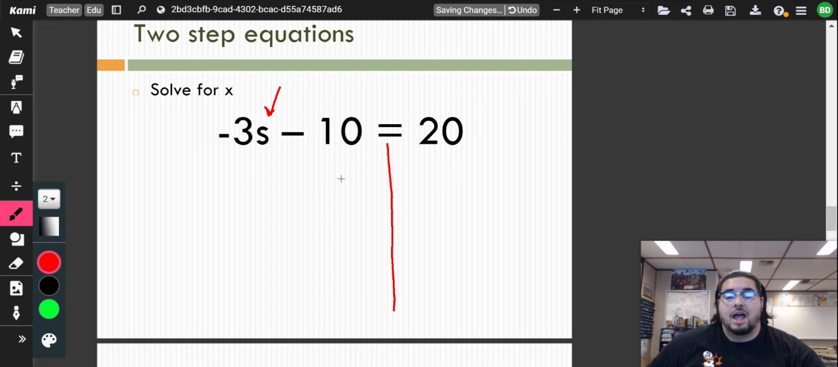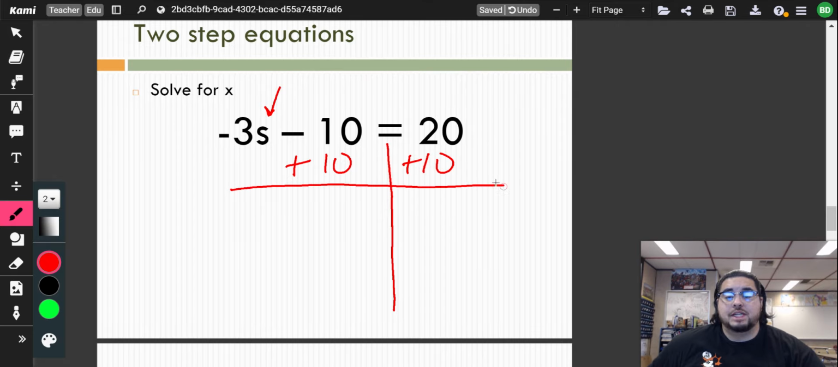I'm going to start with the minus 10. To get rid of subtracting 10, I do the opposite, which is adding 10. To keep things balanced, if I do it to one side, I have to do it to the other. Hopefully this procedure is becoming repetitive so that you're building that muscle memory of how to do problems like this. The negative 3s is going to come down, equals 20 plus 10 is going to give us 30.